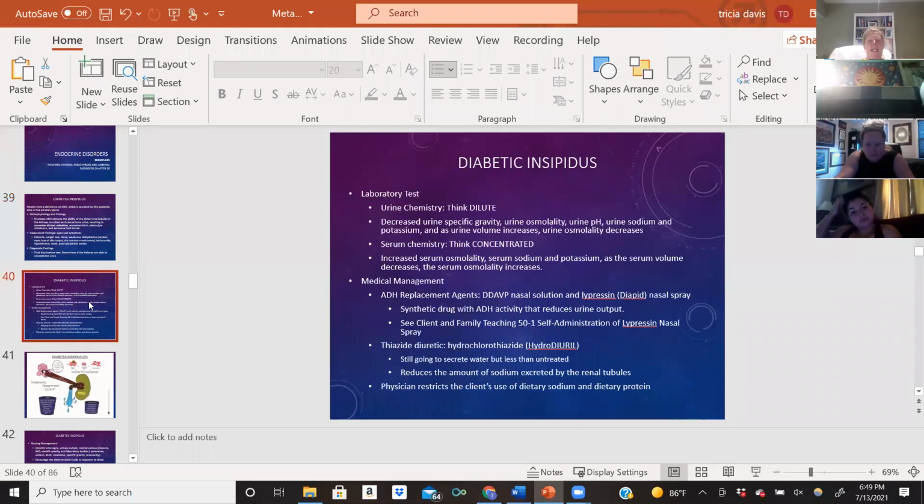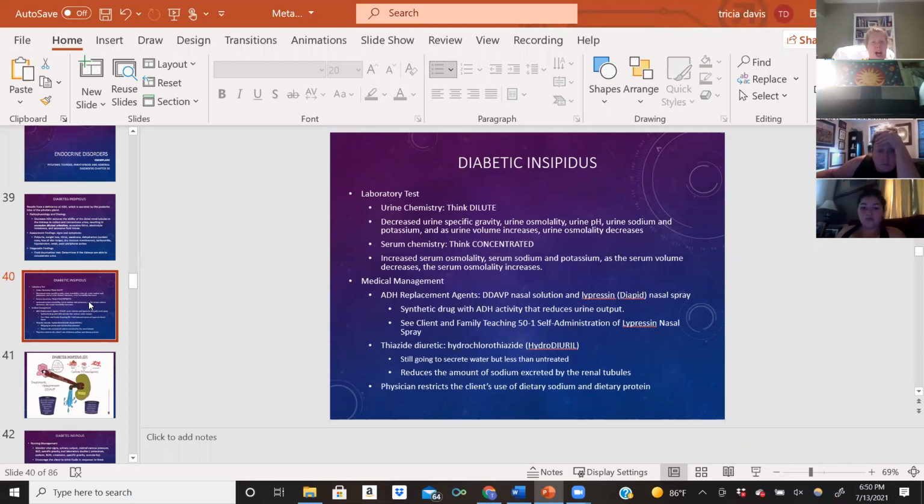All right, so what laboratory tests would we do? We're probably going to do a urine chemistry. Their urine is going to be very, very dilute. If it's dilute, their urine-specific gravity is going to be decreased. Their urine osmolality, so all the particles that are in their urine, their pH, the sodium in their urine, and potassium, and urine volume is going to increase. The urine osmolality is going to decrease.